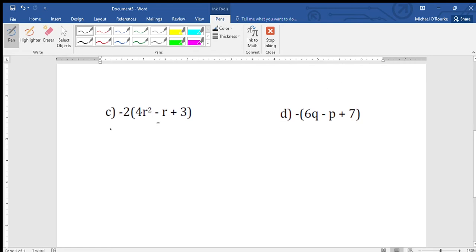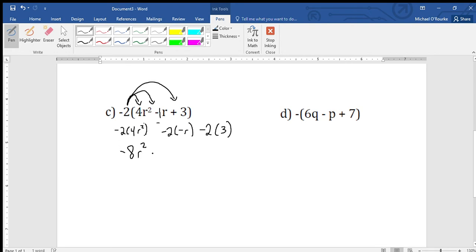This one here, -2 bracket 4r squared minus r plus 3. Now if I were to look through here first, I kind of write just a 1 there, just to remind myself, it's 1r, -1r. Let's do my arrows. So if I wanted to write this middle step down, which you don't have to, but I'm just doing it so you can see it. Right, we have -2 times this, -2 times -r, and -2 times 3, which equals -8r squared plus, negative times a negative is a positive, plus 2r, so -2 times -1 is +2, minus 6, right? -2 times -1, 2 times 1.